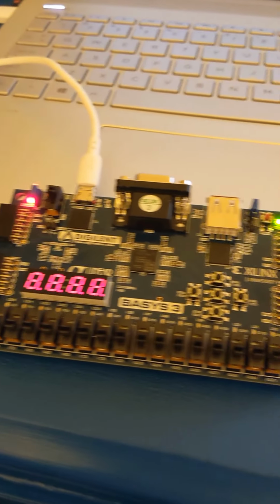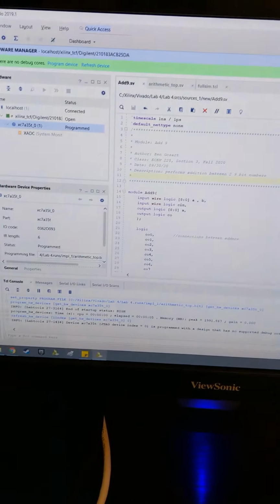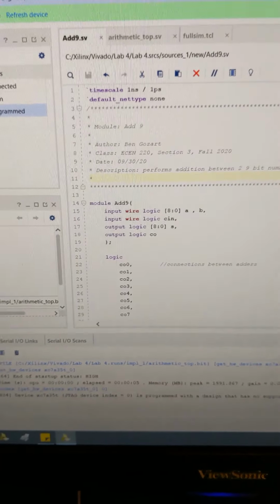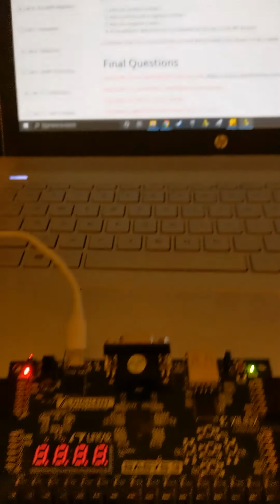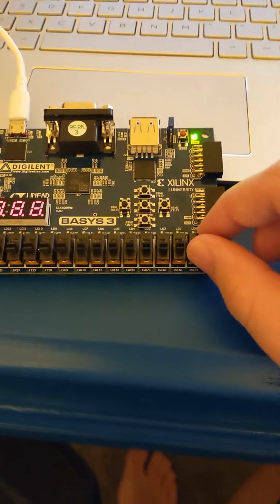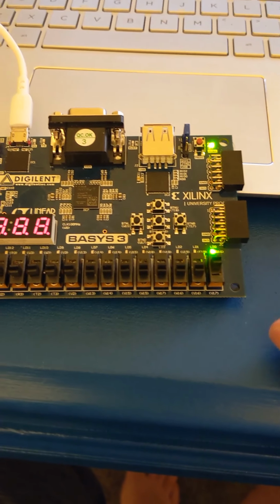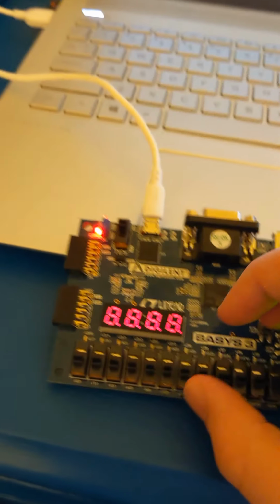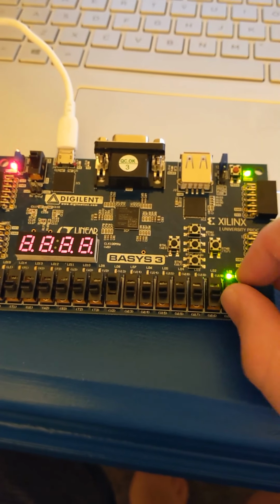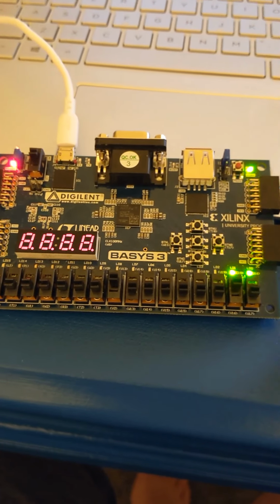Okay, so here I have my board, just finished programming it. You can see over here, there's the board connected, programmed. There's my, what's that? That's my add9 module. And if we start looking at this, we've got this half of the switches being one number, the other half being the other number. You can see 1. If we add another 1 to that, we'd get 2. 2 and 1 gives you 3.